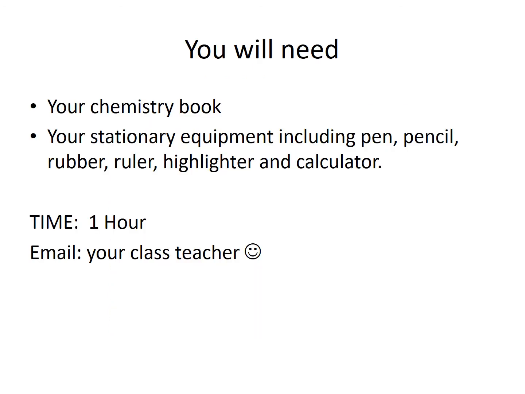Today's lesson, you will need your chemistry book and your stationery equipment, including pen, pencil, rubber, ruler, highlighter, calculator. Remember, if there are any keywords or key sentences that you need to write down, to highlight them and make them really stand out. This would be really useful for you for revision. When you look back on your notes, you'll know exactly where the keywords are just by using a highlighter, and it'll save you time as well if you do it as you go along.